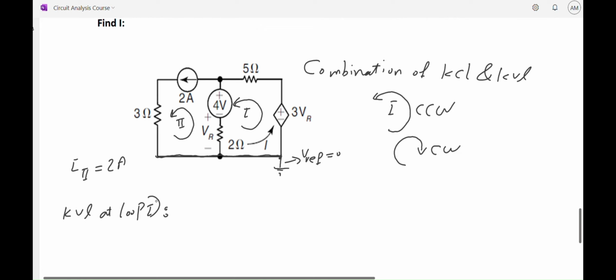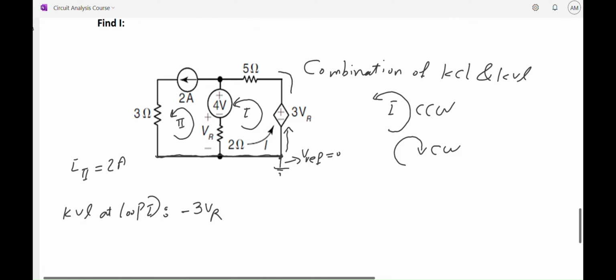So in loop 1, I want to apply KVL. What I have is this reference voltage. Let me start from this point and I start moving toward this direction. What I see is a negative polarity. When I see negative polarity, I just write that, -3 VR.